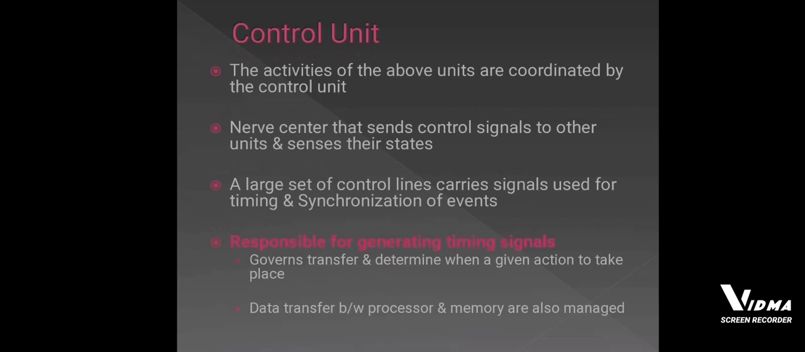And the final one is the control unit. The activities of the above units are coordinated by the control unit. It acts as a nerve center. It sends control signals to other units and verifies their states. A large set of control lines carries signals, which are used for timing and synchronization of events.